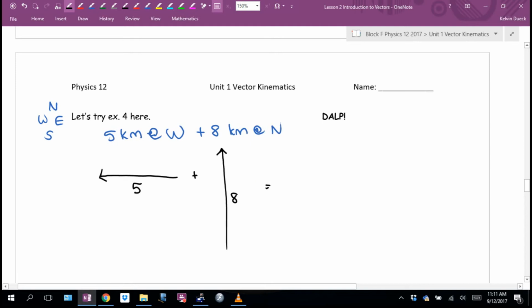Equals. I want to add these 2 vectors together. How should I draw them?